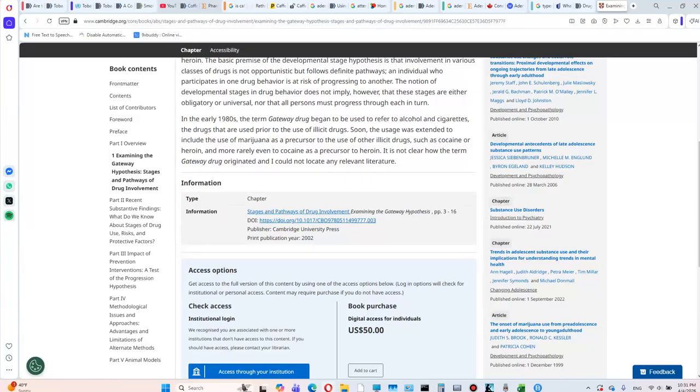Information. Type: chapter. Information. Stages and pathways of drug involvement. Examining the gateway hypothesis. Pages 3 through 16. Publisher: Cambridge University Press. Print publication year: 2002.